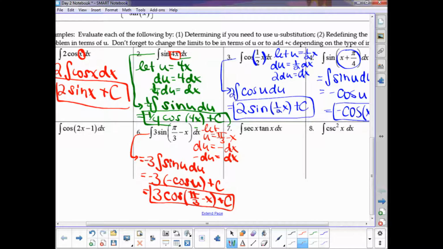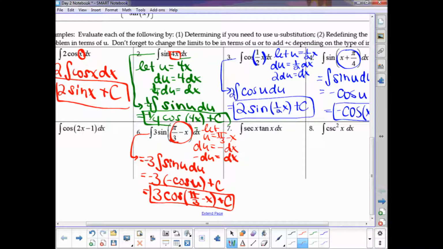Again, if you're able to recognize that the derivative of my inside here would be a negative 1, we would need a negative to counteract that, and thus you would have gotten to your negative 3 times negative cosine of u, and then some derivative. Alright, number 7.